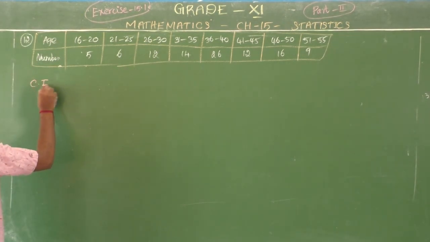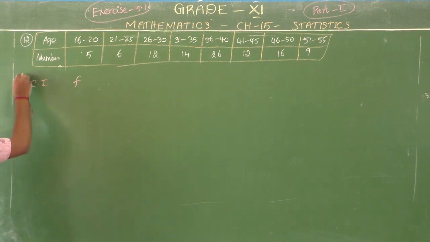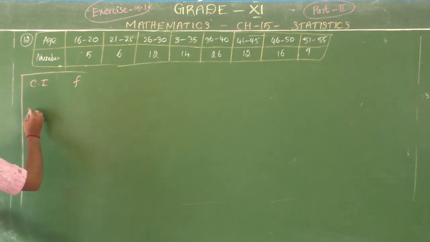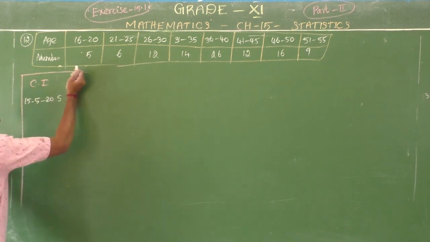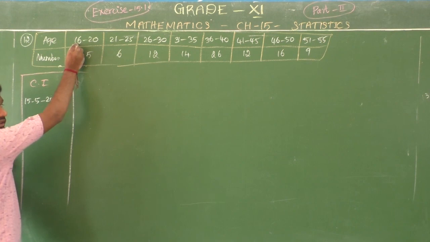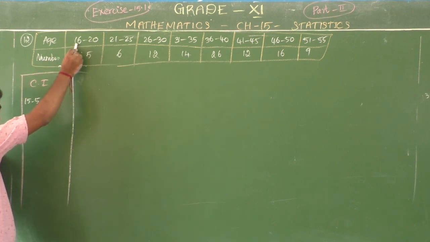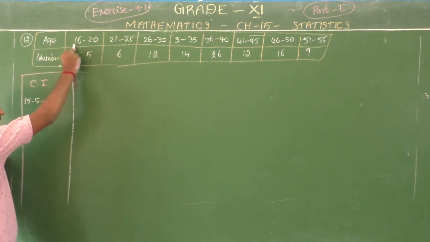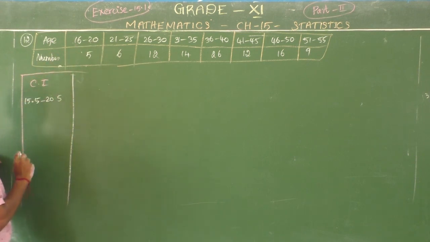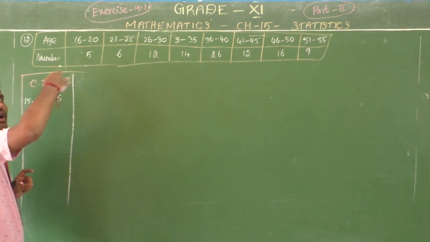Okay, so class interval, then frequencies. How to take the class interval? 15.5 to 20.5. Listen, students. This is the lower limit, so subtract 0.5 to get 15.5. Then the upper limit, add 0.5, so 20.5. That's all. Then consecutively you have to do it for all the class intervals.